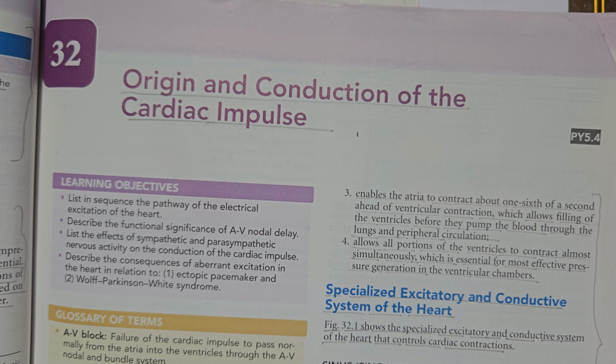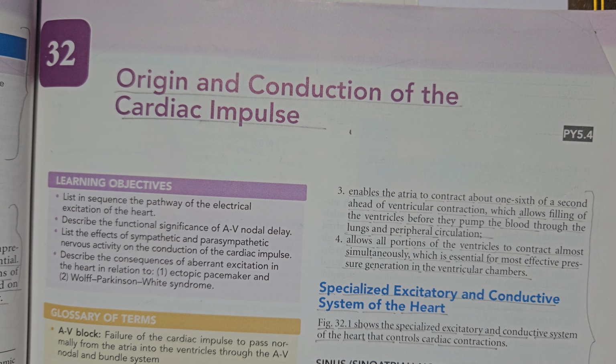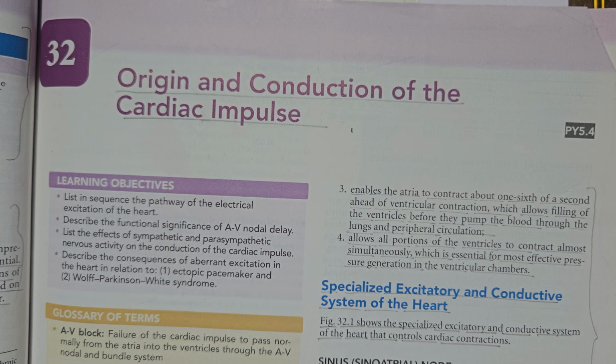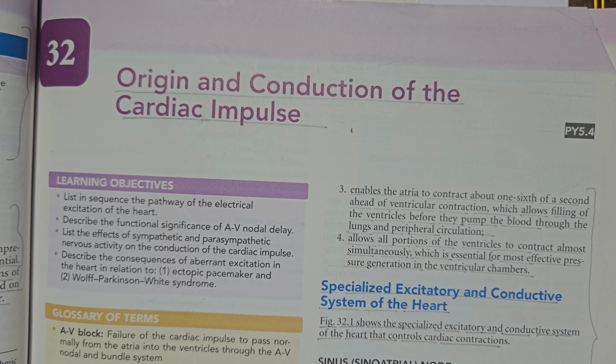Welcome back, my students. Dr. Ugwe here, and today I bring you a new chapter from Guyton and Physiology, that is Origin and Conduction of Cardiac Impulse. It is chapter 32, and today we are going to study two learning objectives: the pathway of electrical excitation of the heart, and the functional significance of the AV nodal delay.